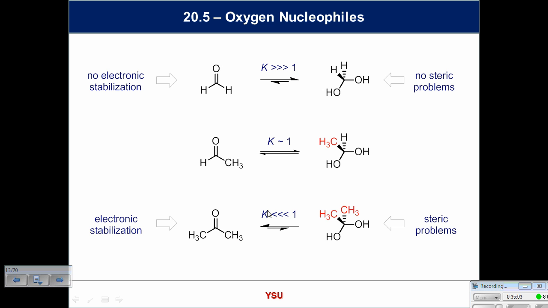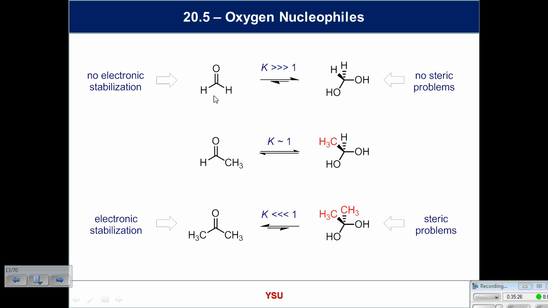Because for any equilibrium, the outcome in terms of how much of each side that you have is based on their relative stabilities. If the right-hand side is heavily favored, the right-hand side is way more stable. You should have got that from the acid-base chemistry a while back. If the left-hand side is heavily favored, the left-hand side is way more stable than the right-hand side. So let's put this into practice.